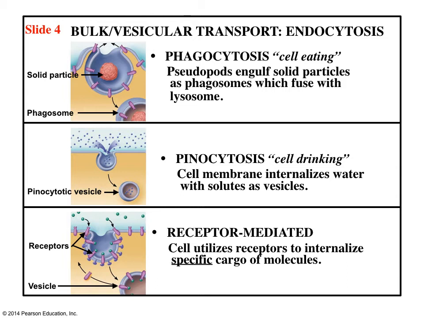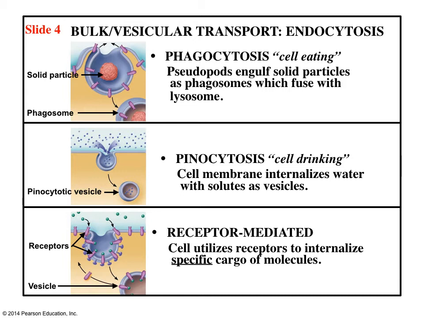Pinocytosis is cell drinking. The cell internalizes in vesicular form. A vesicle is a little bubble defined by the membrane. Cell drinking or pinocytosis is a process that most cells can undergo.